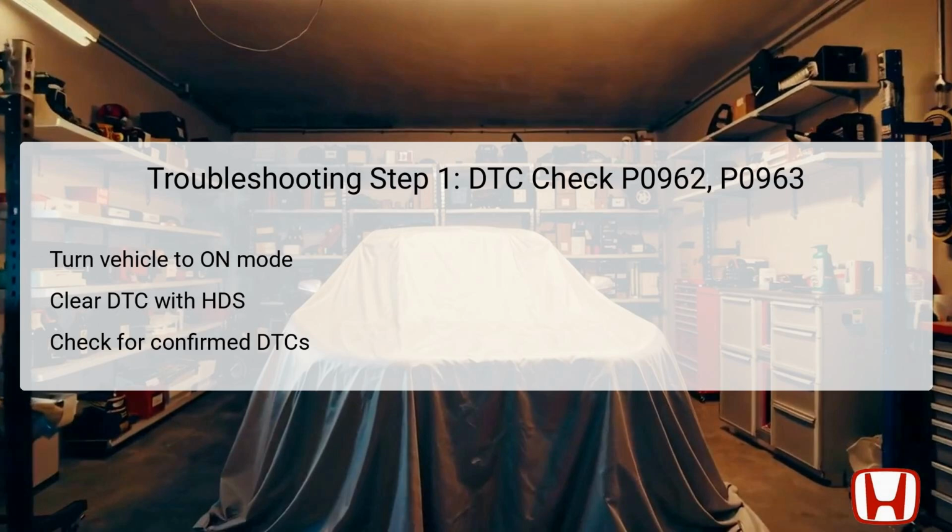start the engine and allow it to run for at least 1 second to gather new data. Finally, check the HDS again for either confirmed or pending DTCs. If either P0962 or P0963 is indicated, it confirms the fault is reoccurring, leading to further troubleshooting steps. However, if neither DTC appears, this may suggest an intermittent failure or that the system functions correctly at that moment.